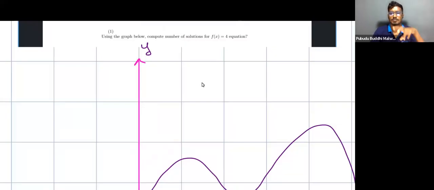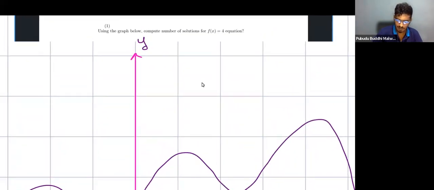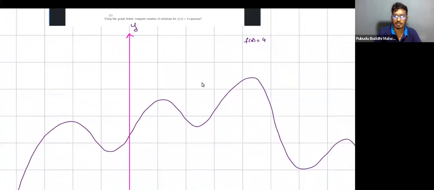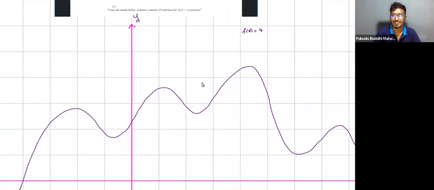Right. So we want to determine the number of solutions for this equation using this graph. Here's the equation: f of x equals 4. We're going to use this graph to determine the solutions because we don't have the equation in the desired form, so we can't solve it algebraically. That's why we use this graph to compute x values.